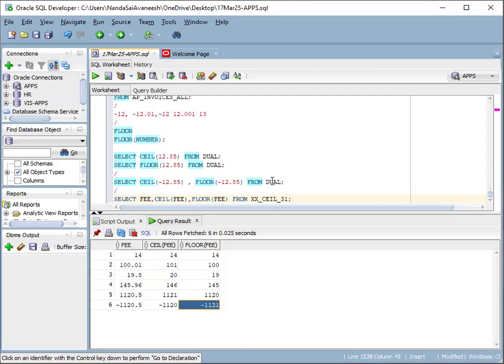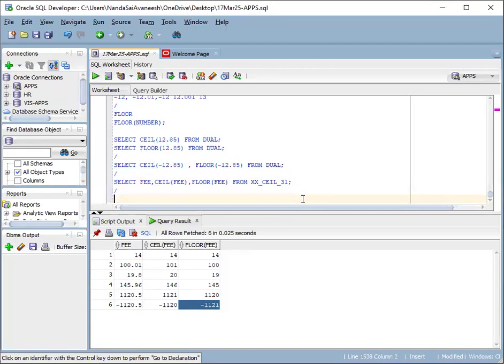Okay, so these are the functions we have to use whenever required. If we need to take the next highest value of the values, then you can use ceil. If you want to take the next lowest value, then you have to use the floor function.